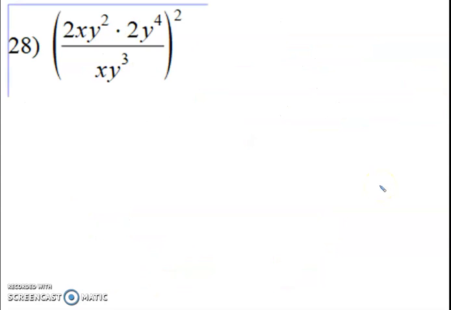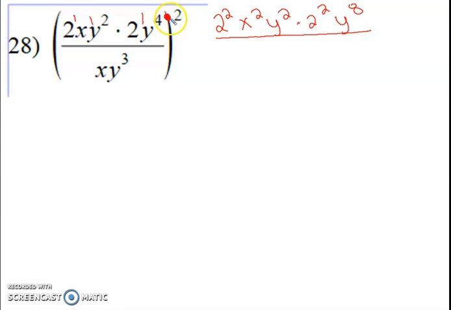All right, go to number 28. I have no 0 exponents. I have no negative exponents. So the first thing I can do is distribute that 2 to everything. 2 squared x squared y squared times 2 squared y to the 8th. This became 2 squared because it's really 2 to the 1, x to the 1, 2 to the 1. And then on the bottom, make sure you do it to the bottom too, not just the top. X squared, y to the 6th.